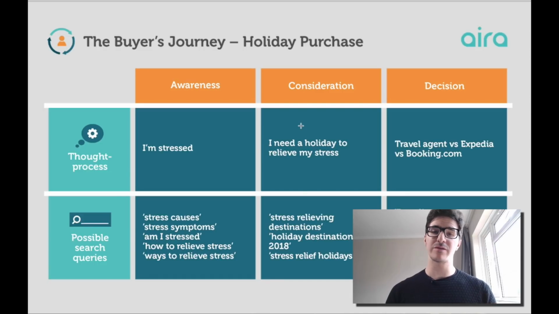Well, you want to rank for the consideration keyword to be found by these people. These people have clearer ideas, they know what they want, and they will type it on Google. So they want a holiday, right? Let's type holiday destinations 2018 or stress relieving destination. These keywords normally are considered more valuable because people who type that on Google have clearly shown interest in the product. If I type holiday in Spain, I want a holiday in Spain.